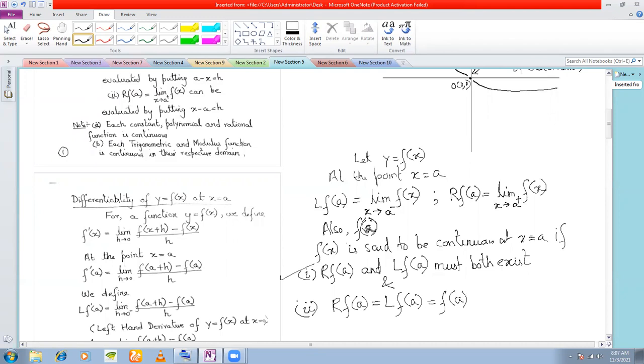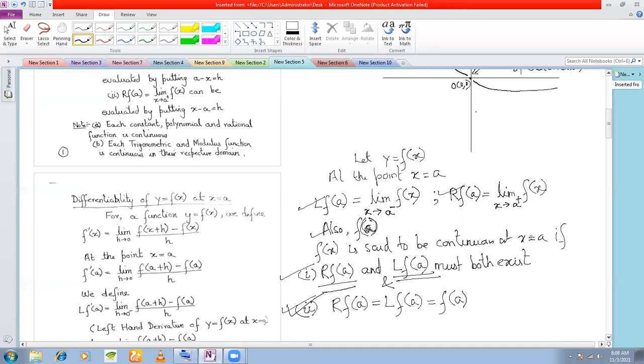So both the conditions need to be satisfied. That is, they must exist finitely, that is, the values must be finite, and secondly, their values must be defined, both the left-hand and right-hand limit. Also, they must be equal. All of them must be equal. That means all three must be equal. If you find any one to be unequal, then you say that the graph is discontinuous at that point. Okay. So this is the concept about continuity.